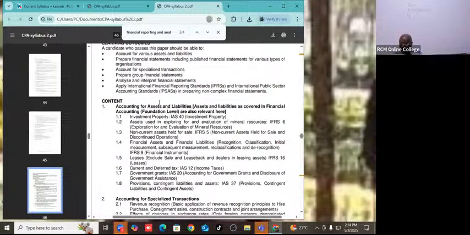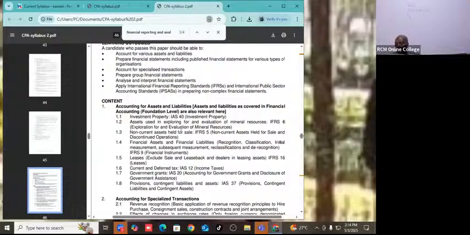Then look at the content. So the first item here is accounting for assets and liabilities. Assets and liabilities as covered in financial accounting foundation level are also relevant here, of which the first one is investment property, IAS 40. 1.2, assets used in exploring for and evaluation of mineral resources. IFRS 6, exploration for and evaluation of mineral resources.